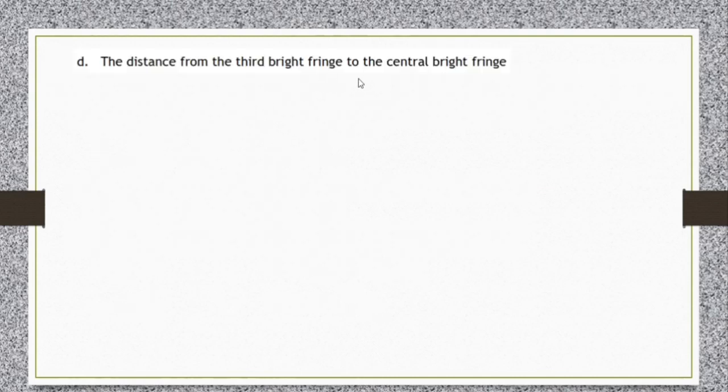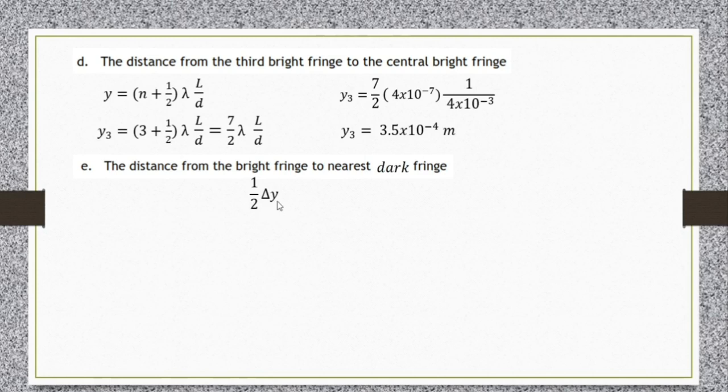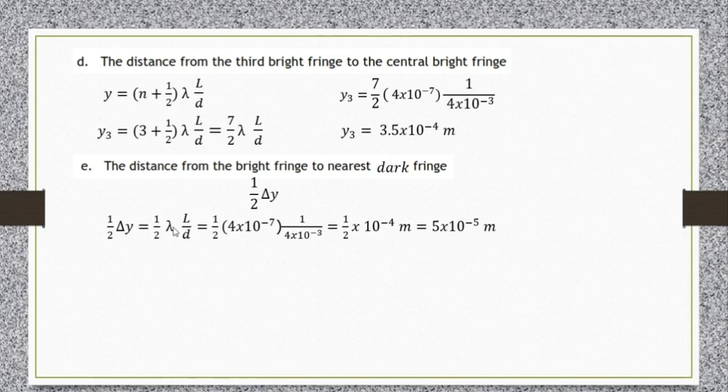The distance from the third bright fringe to the central bright fringe, we use the equation for the bright fringes, n plus a half times lambda L over D, and n is 3, third bright fringe. So we have 7 over 2 lambda L over D, and the result will be 3.5 times 10 to the minus 4 meters. And then we want to find the distance from the bright fringe to the nearest dark fringe. So this is a half delta y, and a half delta y will be a half times lambda L over D, and that will be 5 times 10 to the minus 5 meters.